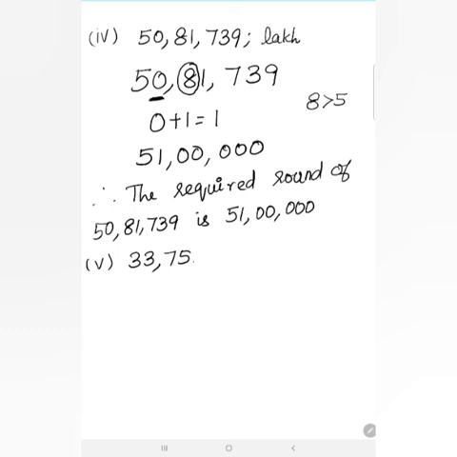Next, fifth question. 33 crore 75 lakh 98,482. You change it to the nearest 10 crore. So where is the 10 crore? Where is the crore place? Here is the crore place. Isn't it? This is 10 lakh. This is 10 crore. So the 10 crore place is 3. So in the 10 crore place, there is no change.